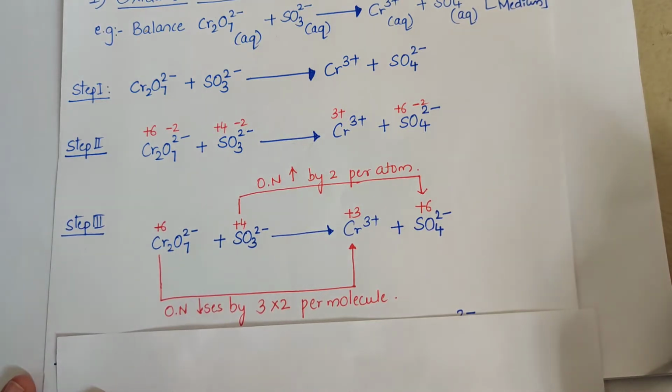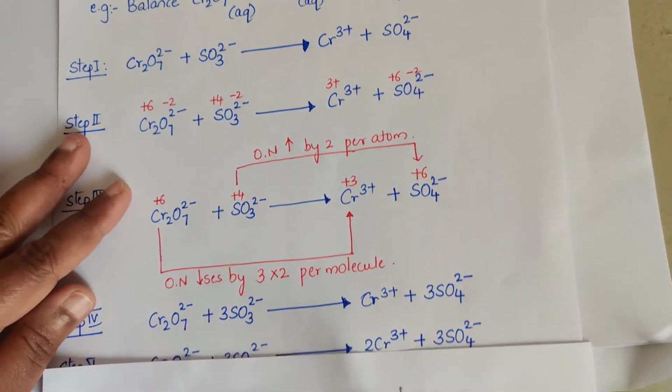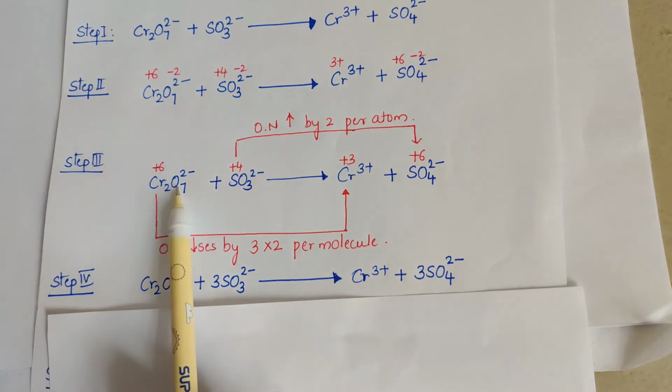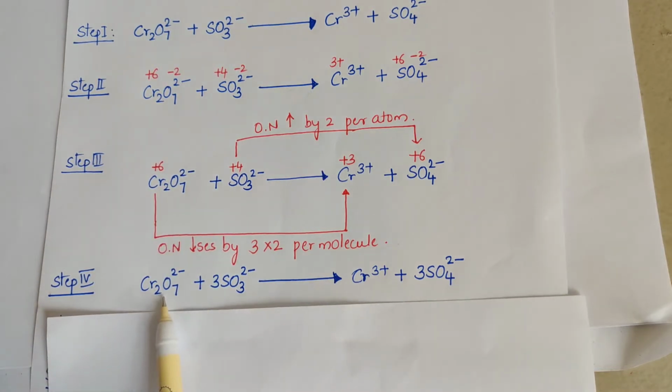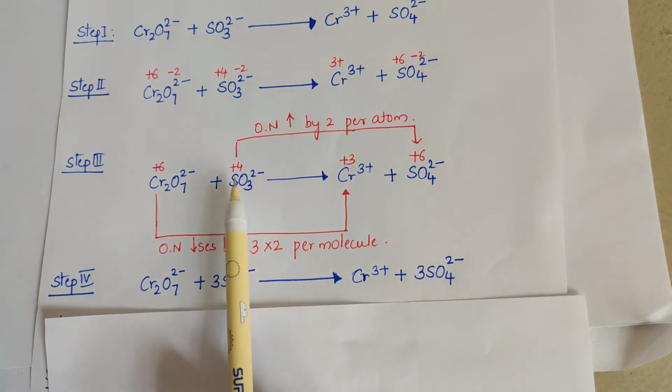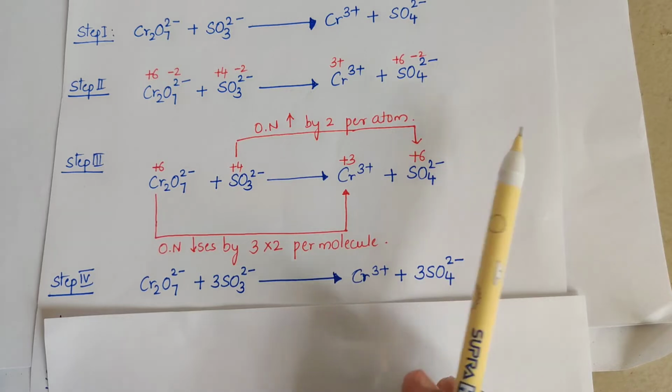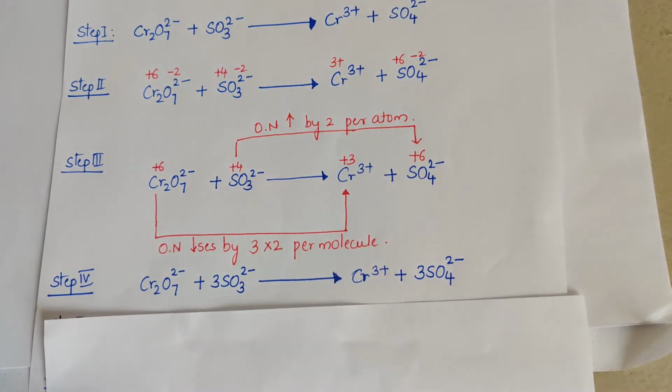The next step is to calculate the increase or decrease in oxidation number per atom. Next, you equate those two. So Cr2O7 2-, I'll write it as it is. Here the oxidation number is increasing by 2 per atom.